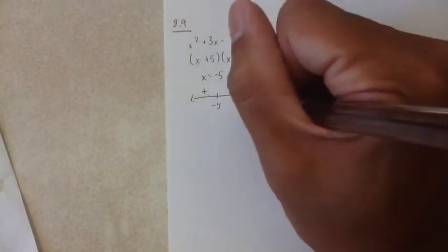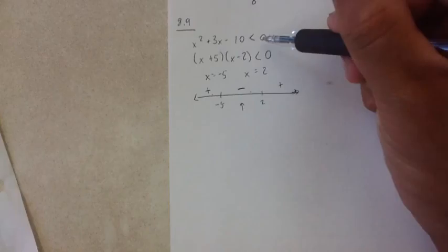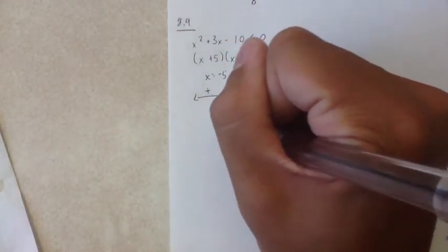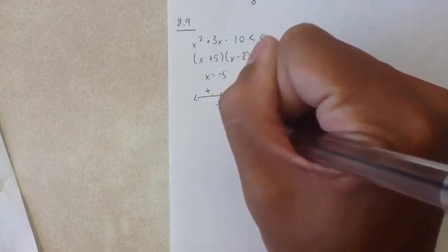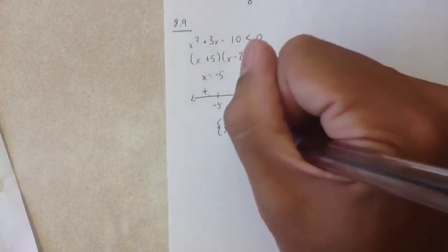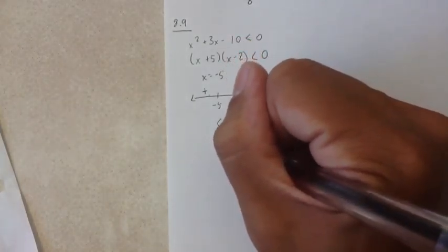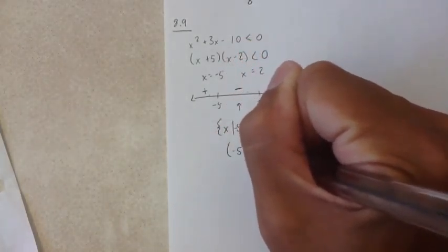And if I plug in a 3, I get a 9, plus a 9 is 18 minus 10, I get another positive. I really only want this area because that's the one that's less than 0, so my range is going to be where x such that x is greater than negative 5 but less than 2. Or you could say negative 5, comma 2.